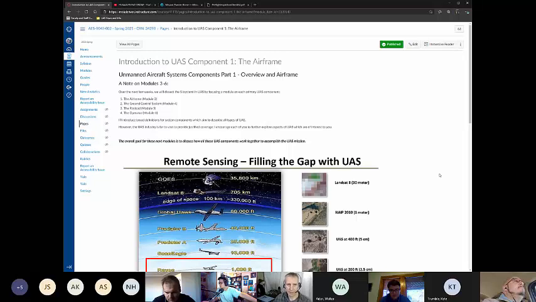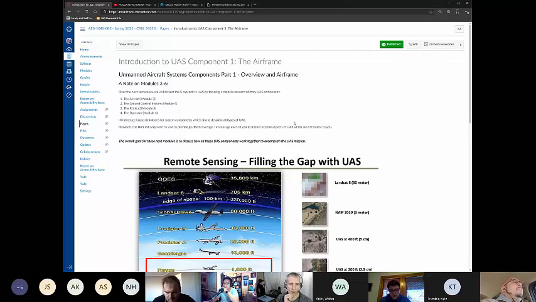Today in Module 3, we have two major parts. First, we're going to talk about the unmanned aircraft system as a whole, and then we will narrow our focus and talk about the first major component of the unmanned aircraft system, which is the unmanned aircraft vehicle.